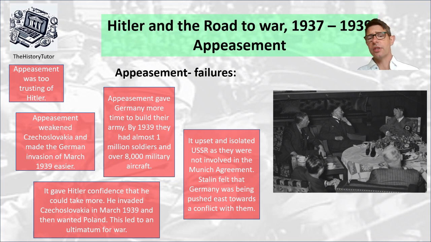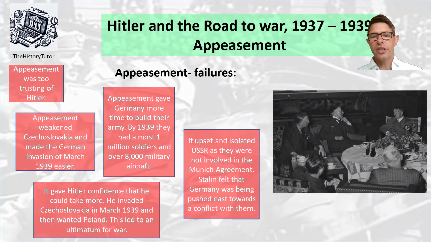Appeasement gave Germany more time to rebuild their army as well, not just the French and British. By 1939 they had 1 million trained soldiers and 8,000 military aircraft. Also, it gave Hitler more confidence that he could take more. He didn't think the Allies were going to stop him, so he invaded Czechoslovakia in March 1939, and then he wanted Poland, and this would obviously lead to the ultimatum for war in our timeline of events.